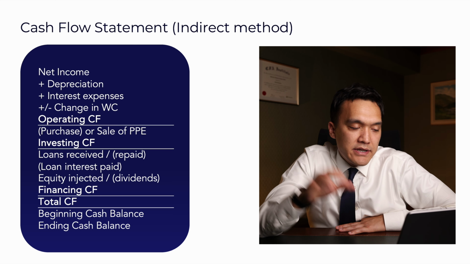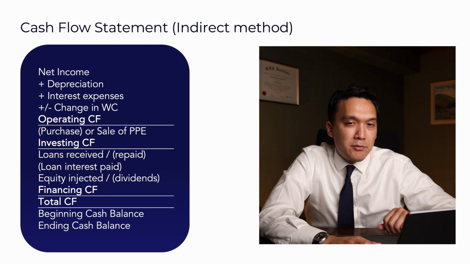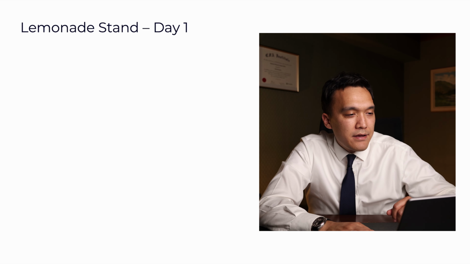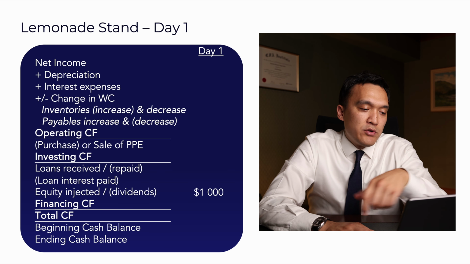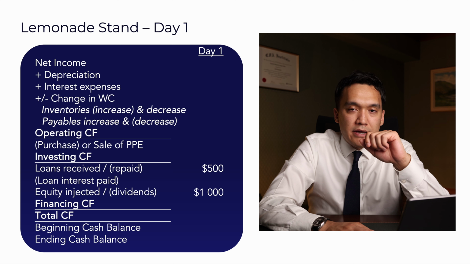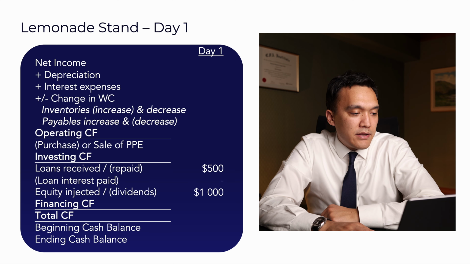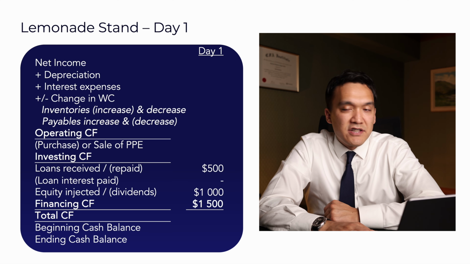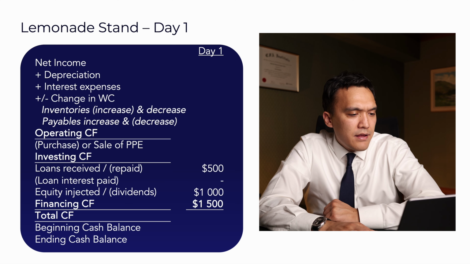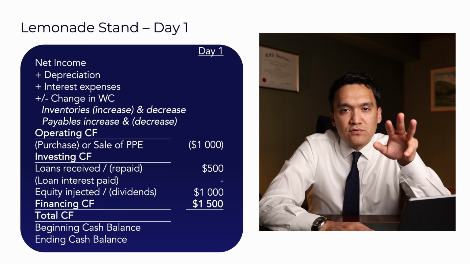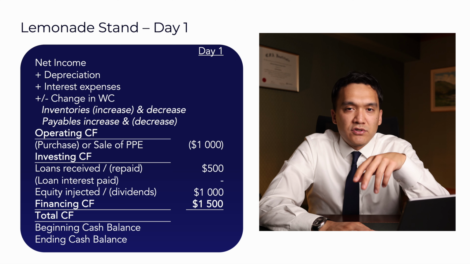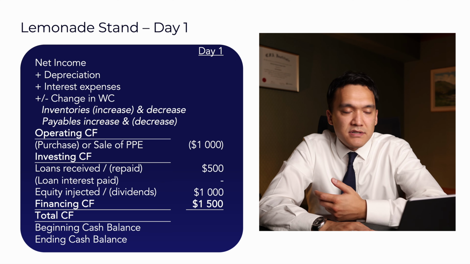This may sound very complicated, but let's get back to our lemonade stand to understand it better. Let's see day one of our lemonade stand. We get $1,000 from our shareholders and we get $500 from our bank as a loan. And in total we get $1,500 from financing cash flows. Then we have $1,000 from purchases of property, plant and equipment. If you remember, this is $800 for the lemonade stand and $200 for the equipment, the mixer.